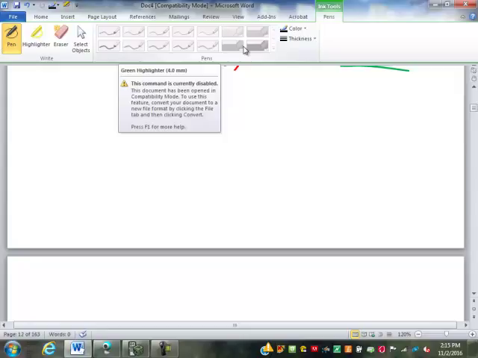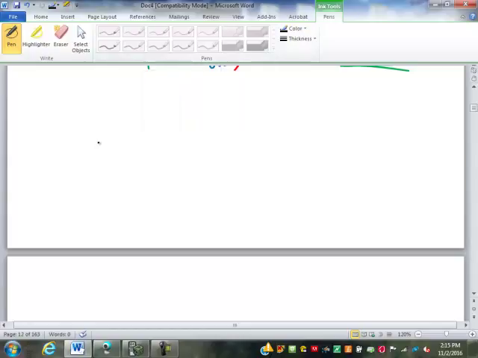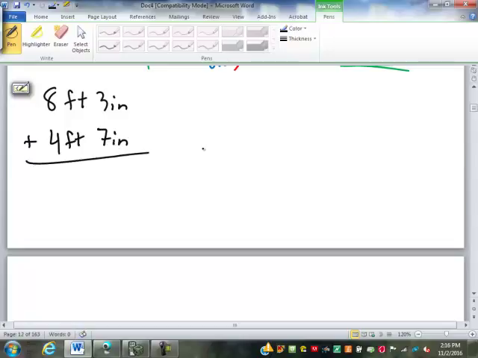So some things that we're going to use these measurements for. We might find 8 feet 3 inches plus 4 feet 7 inches. When we go to add measurements, especially when we're dealing with standard units, we tend to use this dual unit system, feet and inches. May even have pounds and ounces when we're talking about weight later on.